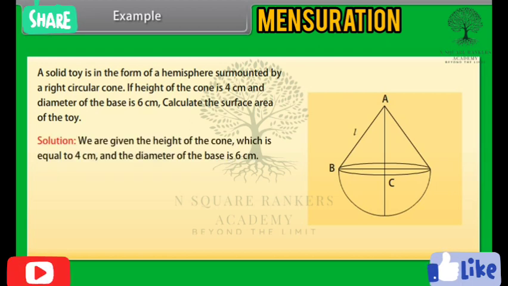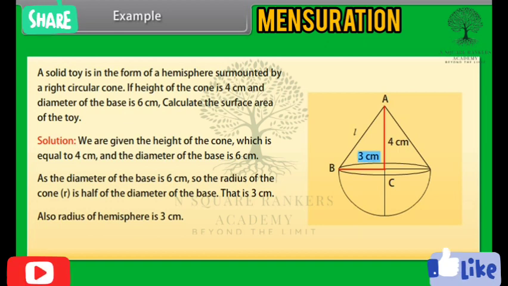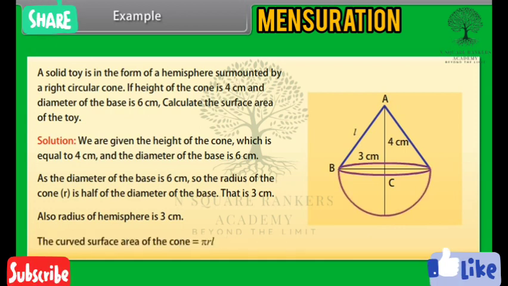Solution. We are given the height of the cone, which is equal to 4 cm, and the diameter of the base is 6 cm. As the diameter of the base is 6 cm, so the radius of the cone r is half of the diameter of the base, that is 3 cm. Also, radius of hemisphere is 3 cm. Now to find the surface area of the toy, we need to find the curved surface area of the cone and curved surface area of the hemisphere. The curved surface area of the cone is equal to pi r l. So, now we have to find the value of l, slant height.